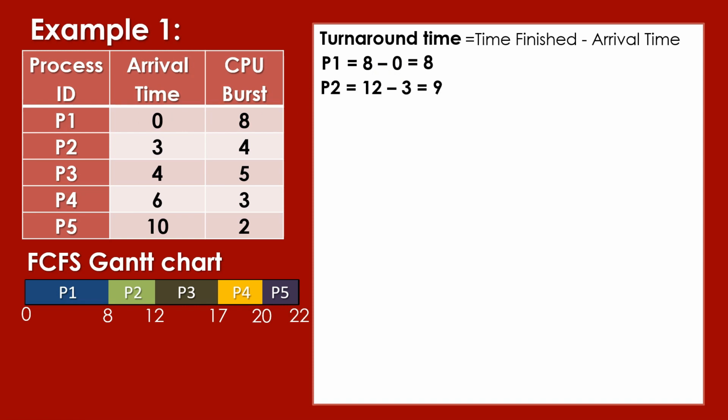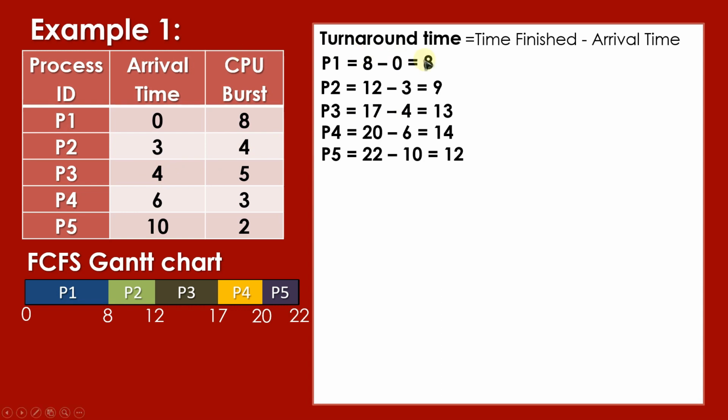The next, we have P2, 12 minus 3. So, saan nakuha si 12? Dun sa Gantt chart, kung saan siya natapos, then the arrival time, which is 3. So, 12 minus 3, that is 9. P3, 17 minus 4, that is 13. So, saan ulit nakuha si 17? Titignan lang dun sa my Gantt chart. Saan nakuha yung 4? Dun sa arrival time ni P3. The next, we have P4, 20 minus 6, that is 14. P5, 22 minus 10, that is 12. Okay, so these are the turnaround time for each process.